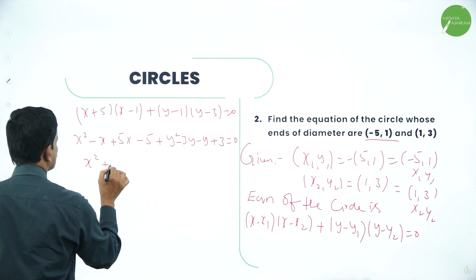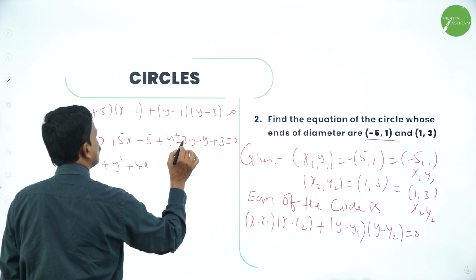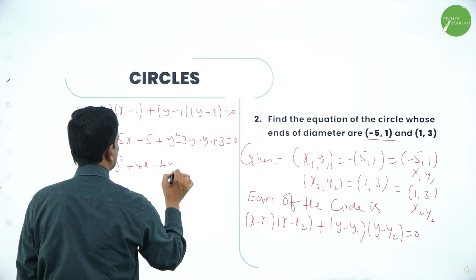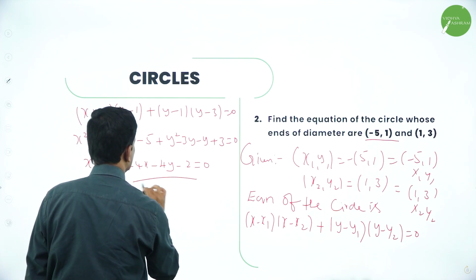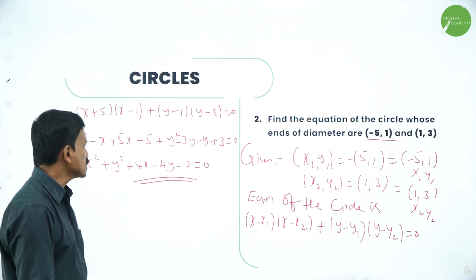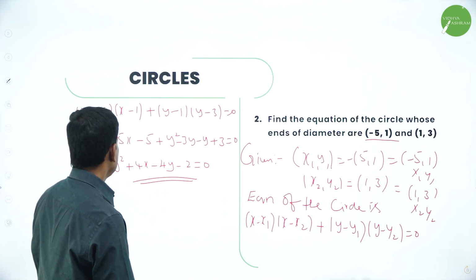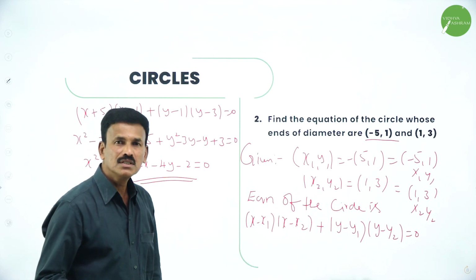Put it in order: x square plus y square, 5x minus x is plus 4x, minus 3y minus y is minus 4y, minus 5 plus 3 is minus 2, is equal to 0. This is the required equation of the circle. So x square plus y square plus 4x minus 4y minus 2 is equal to 0 is the equation of the circle. Okay, right. So what is the answer?